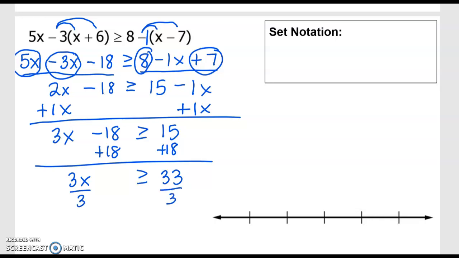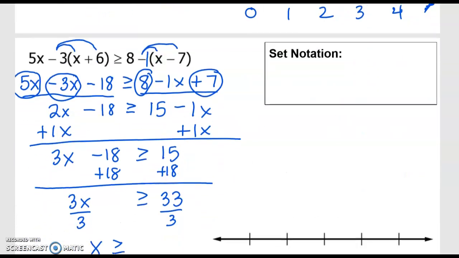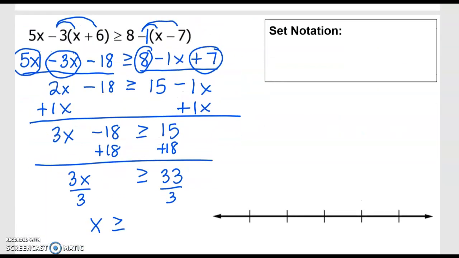Will I need to flip my sign this time? Well, did I multiply both sides or divide both sides with a negative? Nope. So the sign stays the same. It's not like the last one. Remember, on the last one, I divided both sides by -9. That made the sign flip. But here, I'm dividing by a +3. And so the sign is going to stay the same, and we just have 11.